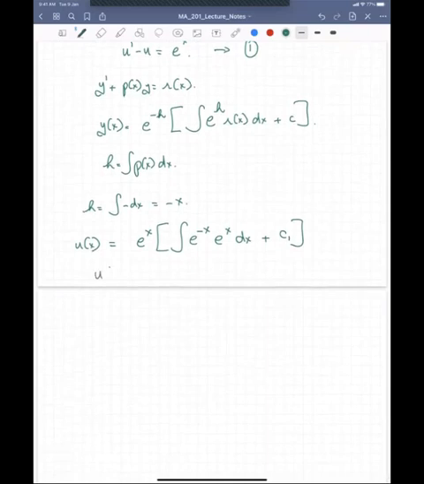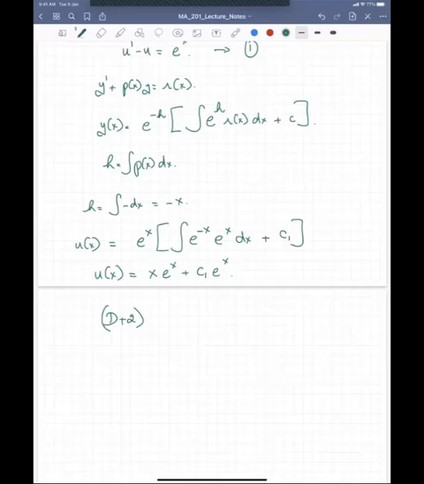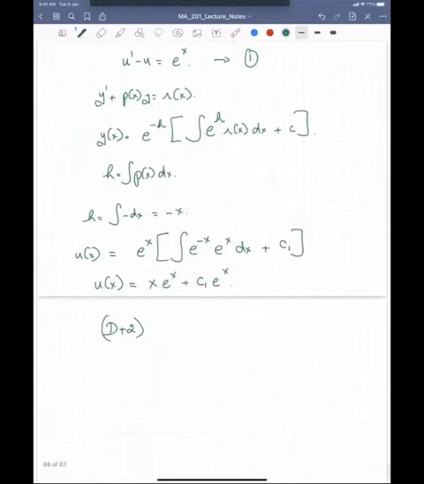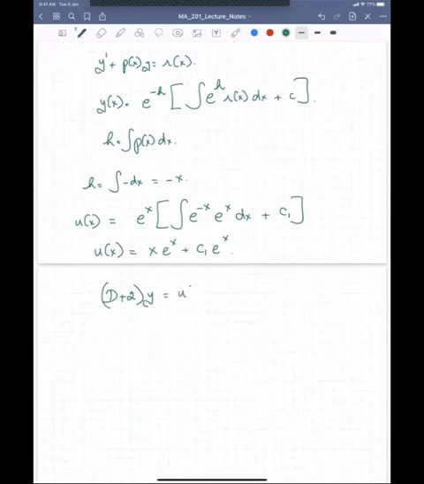And all said and done, you can easily do this integration and you will get your answer as x e to the x plus c1 e to the x. Okay. So you have figured out u of x by a direct integration. Now I will plug it back in the differential equation. My differential equation is, of course, (D + 2) times y. So remember, (D + 2) times y is u. That is what I have found out. (D + 2) times y is u of x, right? So (D + 2) times y is x e to the x plus c1 e to the x.